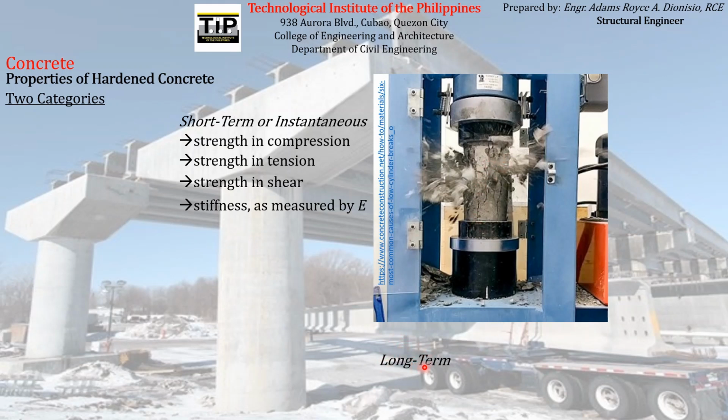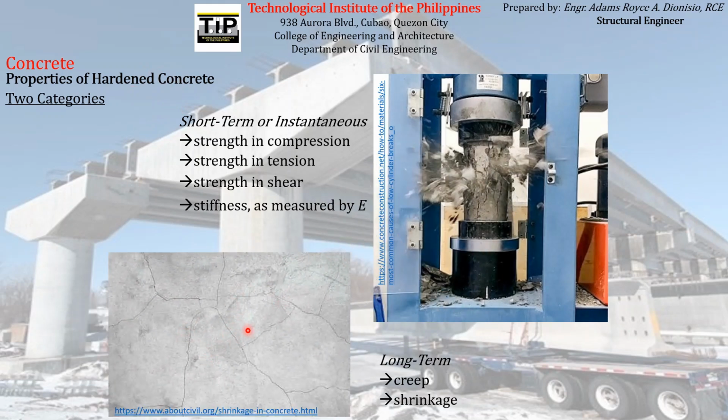The second category of the properties of hardened concrete are the long term, which are creep and shrinkage. These are properties that are usually present in the hardened concrete at the later part of its life. It takes time for these things to occur in the hardened concrete. This is one of the long-term properties of hardened concrete, which is shrinkage. This is what shrinkage usually looks like. Later on, we will discuss all of these one by one.